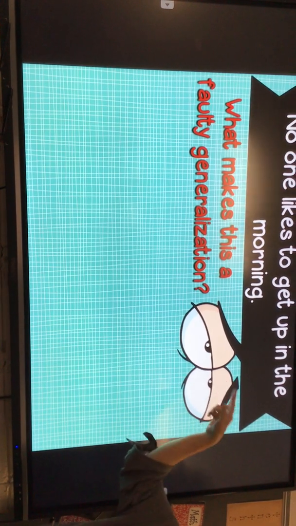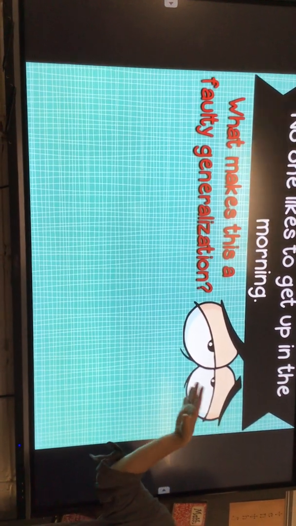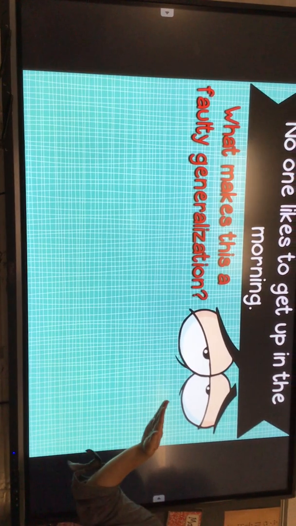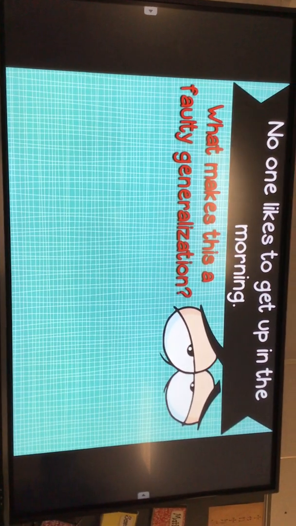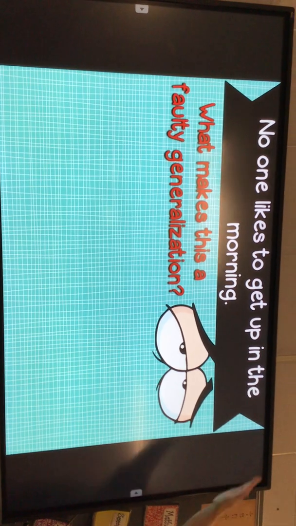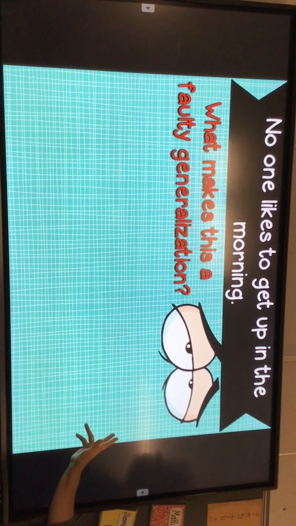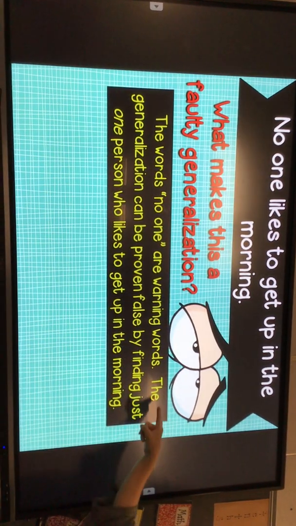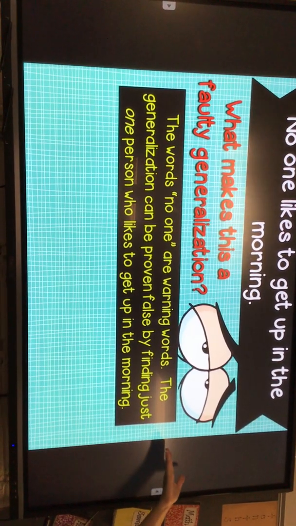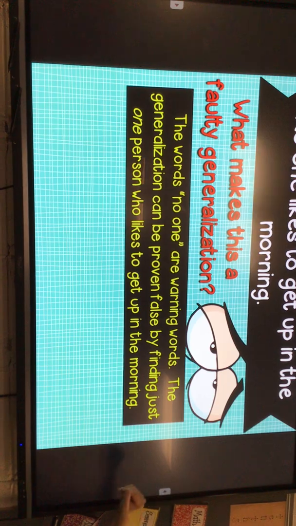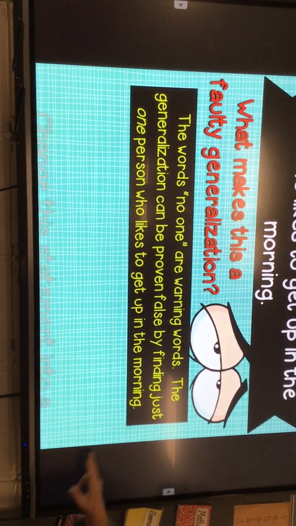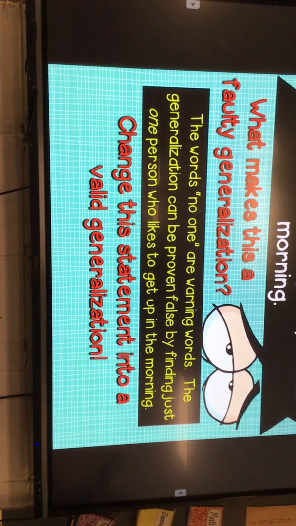Now, what makes this faulty? No one. If it is all-encompassing, if it means everybody in the whole world, then it's going to be faulty because there may be that one person that likes to get up. The words "no one" are a warning. The generalization can be proven false by finding just one person that likes to get up. That would be my dad. He likes to get up in the morning.